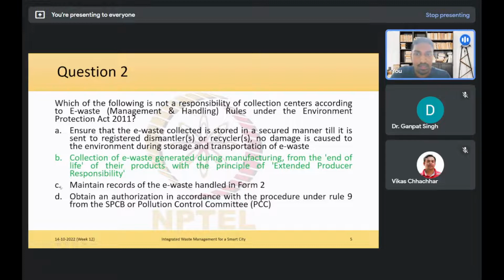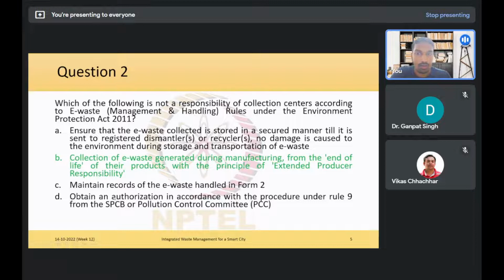And then C says maintain records of the e-waste handled in Form 2. The rules also require that records are maintained so that we know how much e-waste is being generated and how much e-waste is being properly handled, right? So the rules require the collection centers to maintain the records.